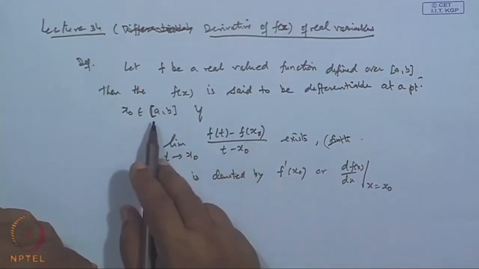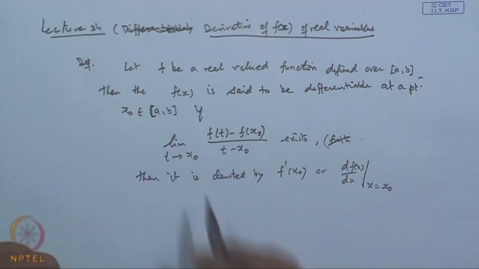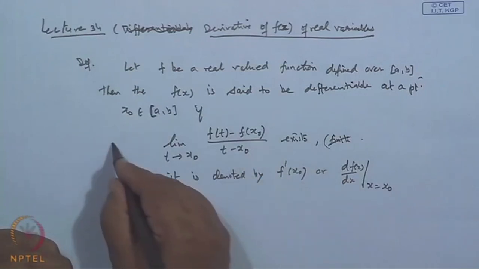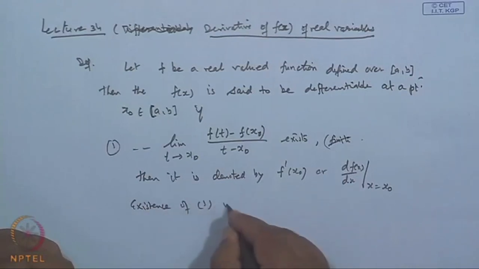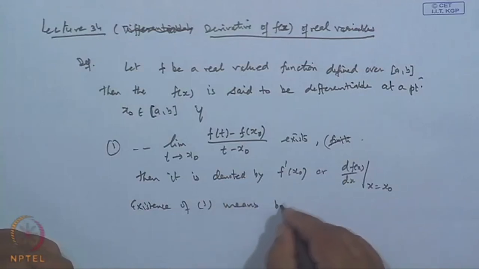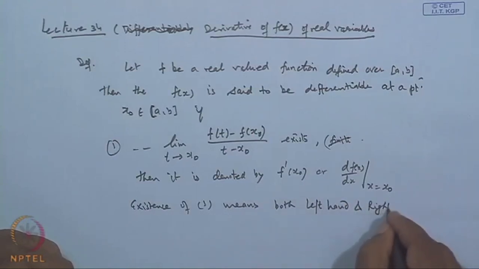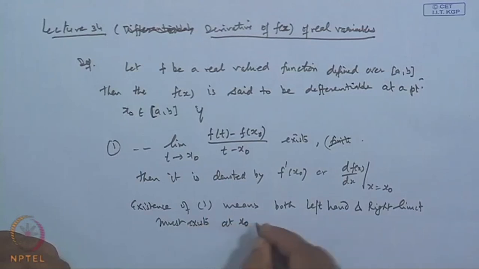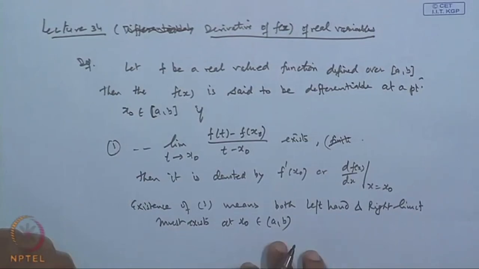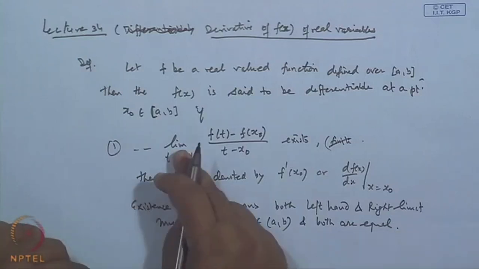Now here, if the point coincides with a or b, then in that case we have a different concept. When we say the limit of this exists, the existence of the limit means that both the left hand and right hand limits must exist at a point x naught which is in the open interval (a, b), and both are equal. Then we say the derivative of the function exists.